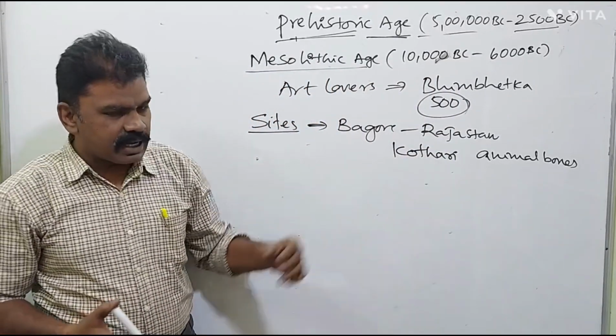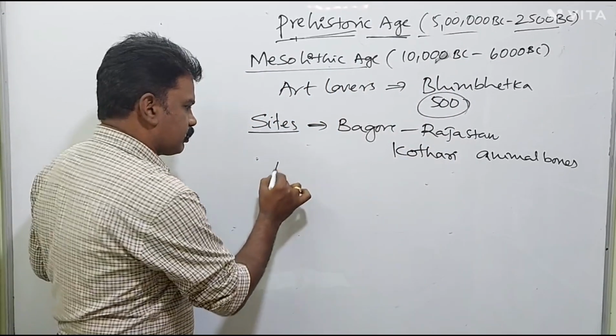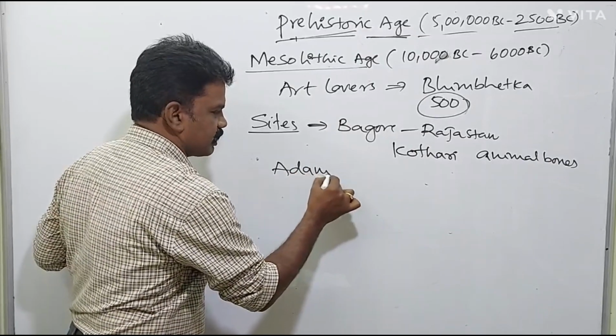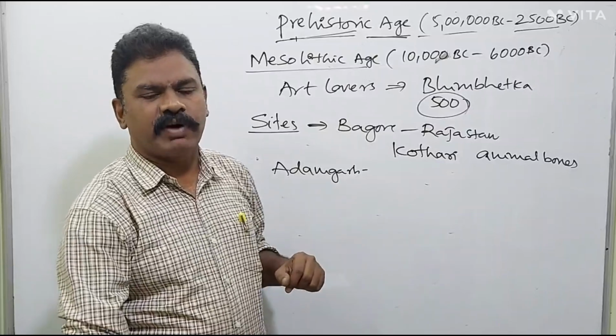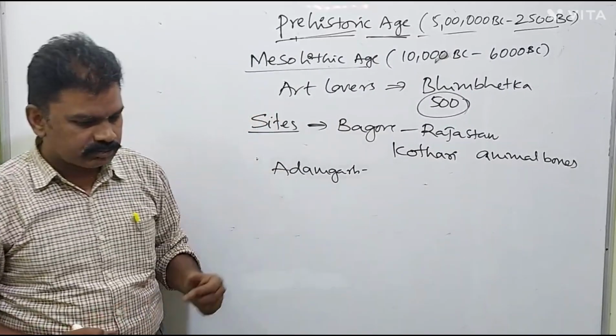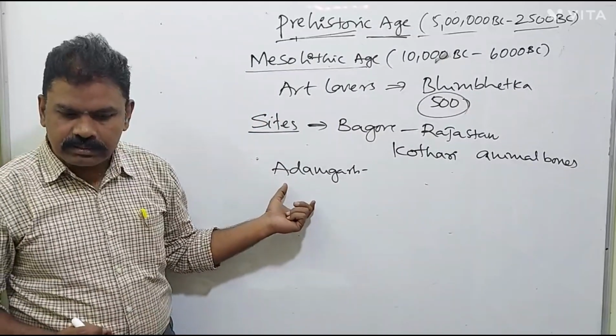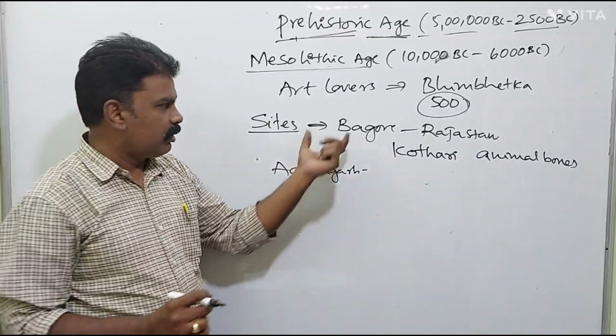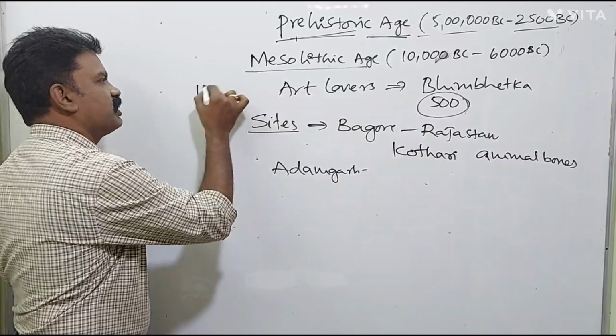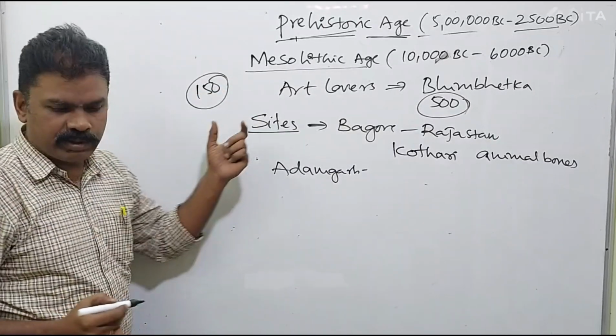After this, Adamgarh, another place. We also discussed Adamgarh. First, domestication of animals was found at Adamgarh. Nearly 150 sites in India belong to this age. 150 sites were found belonging to the Mesolithic period.